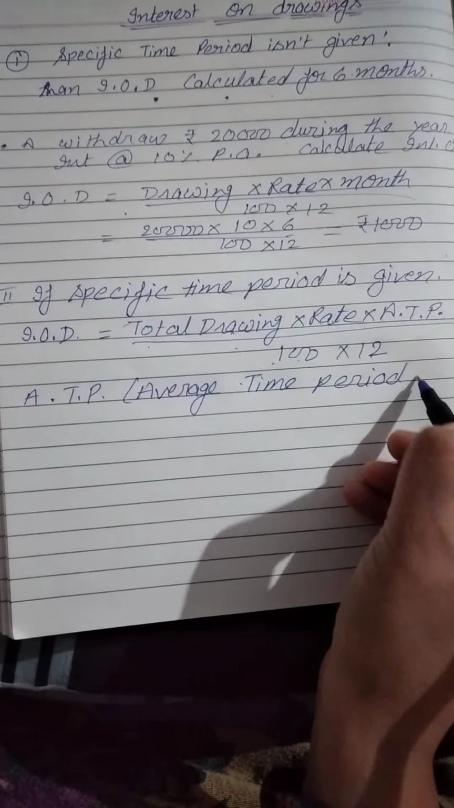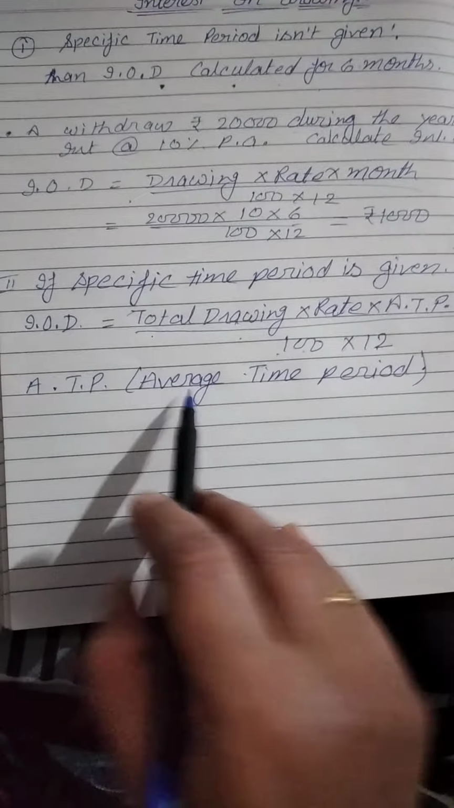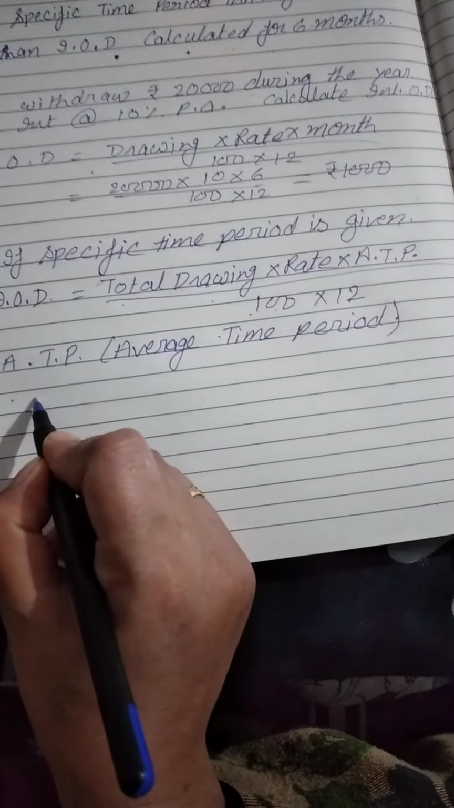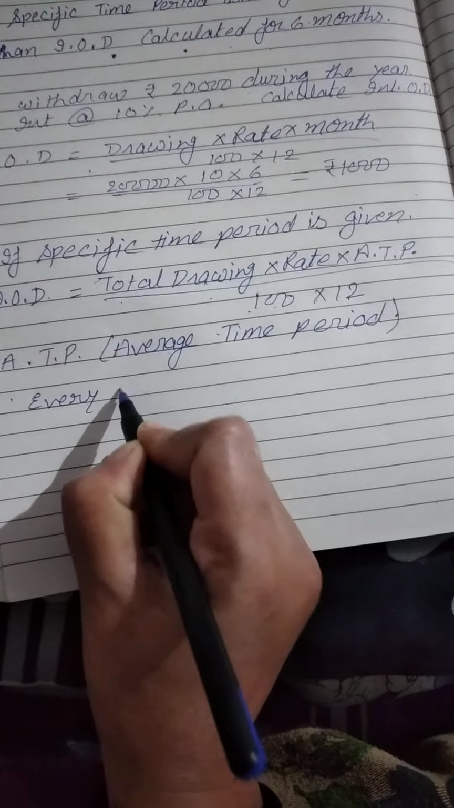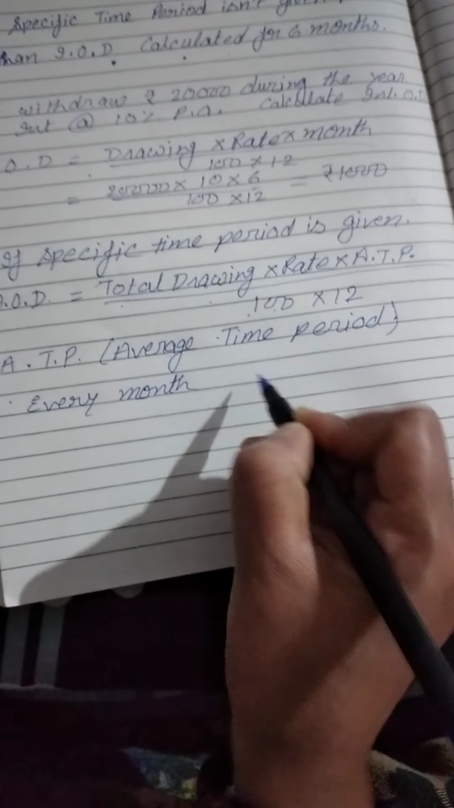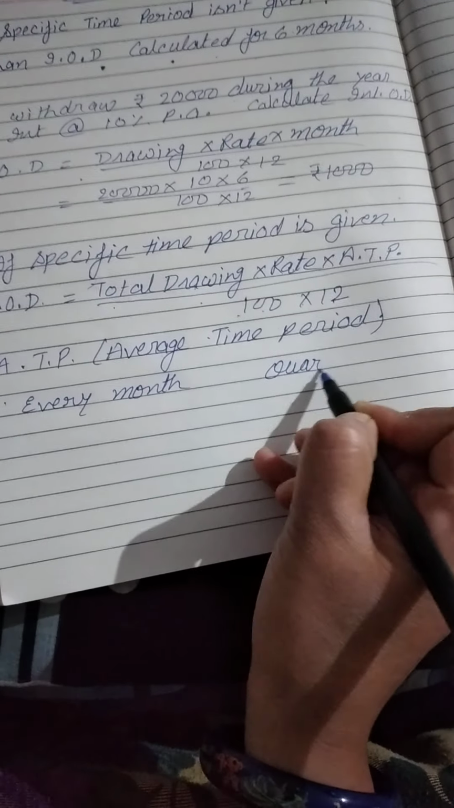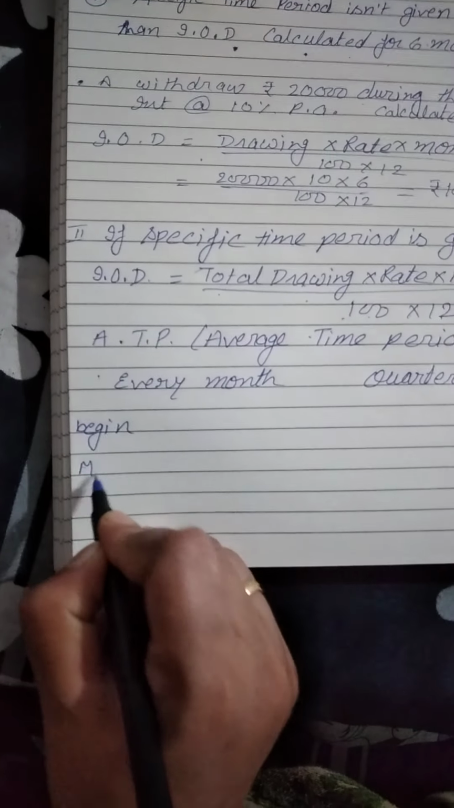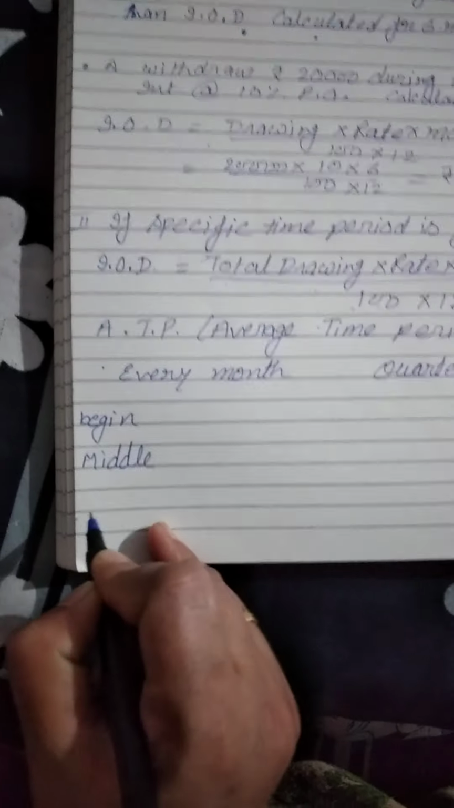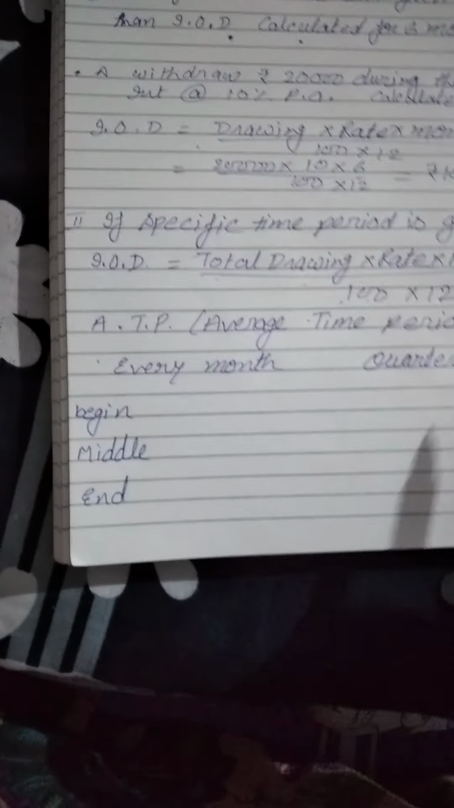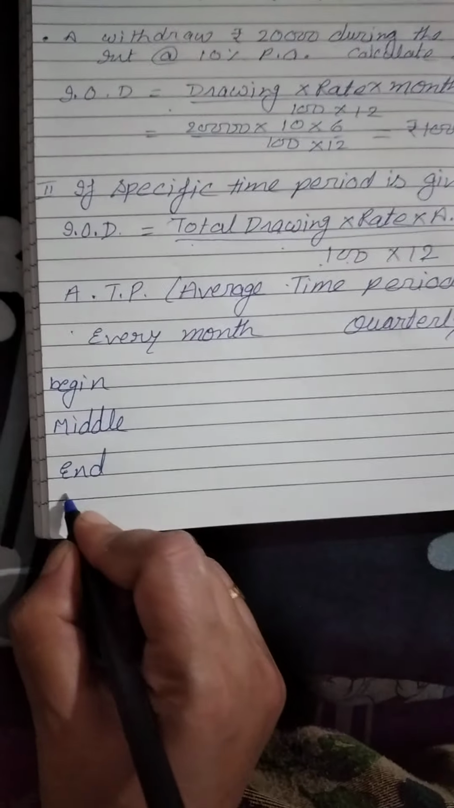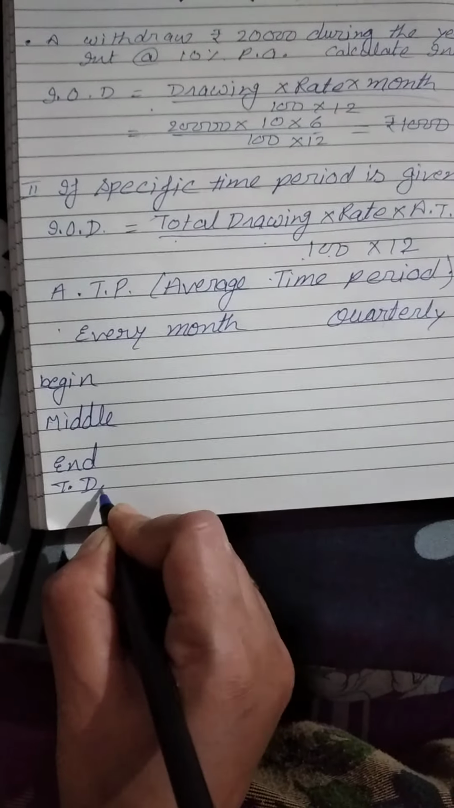Firstly, I will tell you how we calculate the average time period. It may be for every month or quarterly. It may be at the beginning of every month, middle of every month, or end of every month; beginning of quarterly, middle of quarterly, or end of quarterly. After that, we have to calculate total drawing.